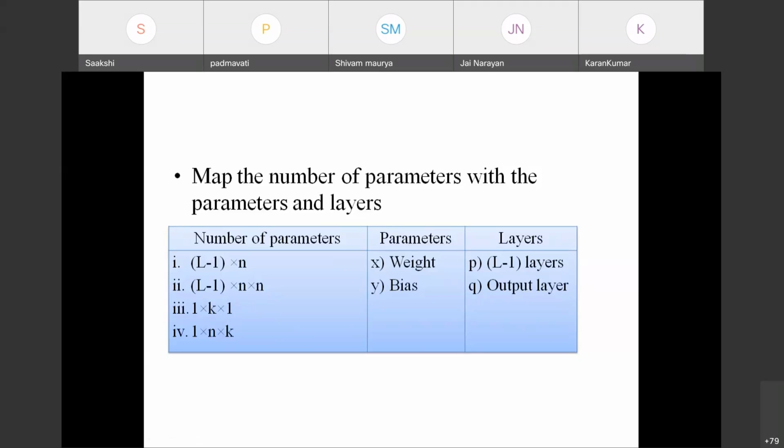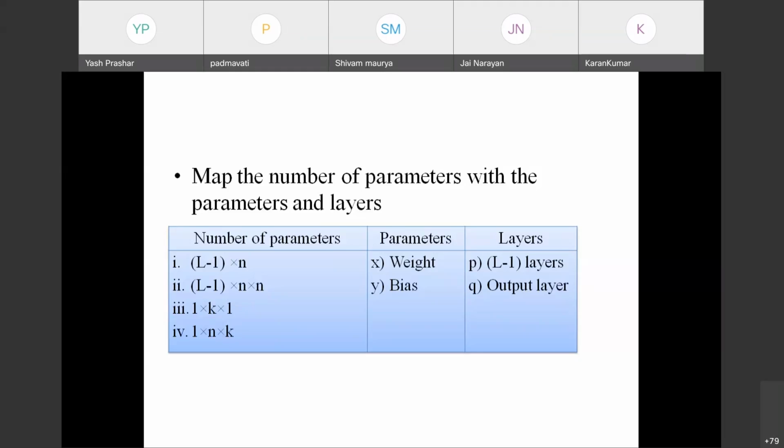Ma'am, I have a query. Query I will take at the end. So let us complete. Is the query related with this function, this question? Yes, ma'am, the previous one actually.